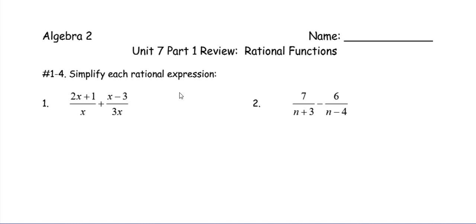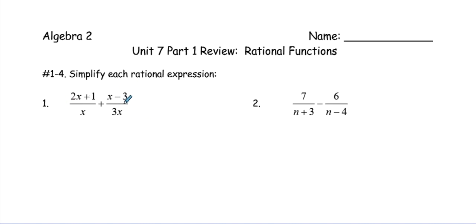Hello Algebra 2 students, this is your Unit 7 Part 1 review, and in this review we will be covering adding, subtracting, multiplying, and dividing rational expressions, and also a little bit of variation. Okay, let's look at this first one.